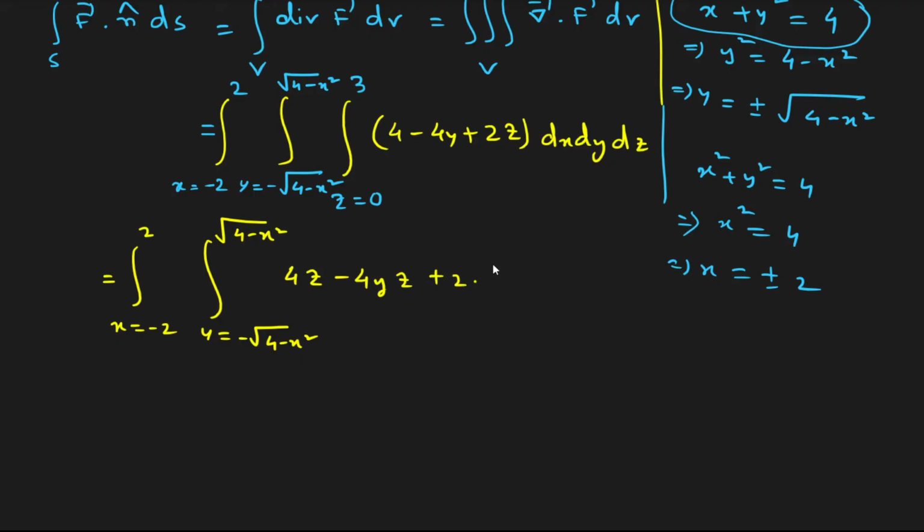minus 4y with respect to z is z, then plus 2 into integration z is how much? z square by 2. Between the limit, what is the limit of z? 0 to 3. So now we have dx and dy. Okay, dx and dy.